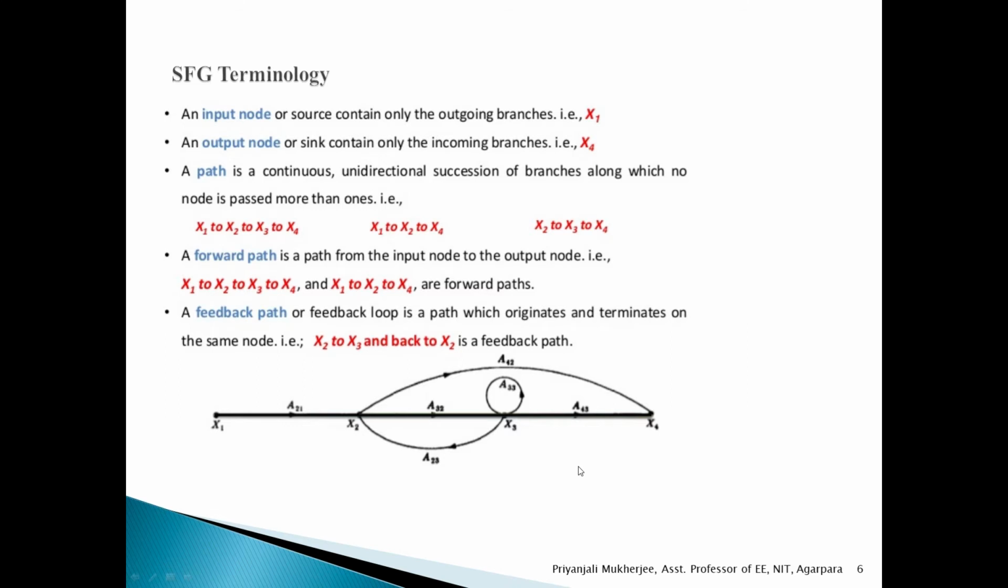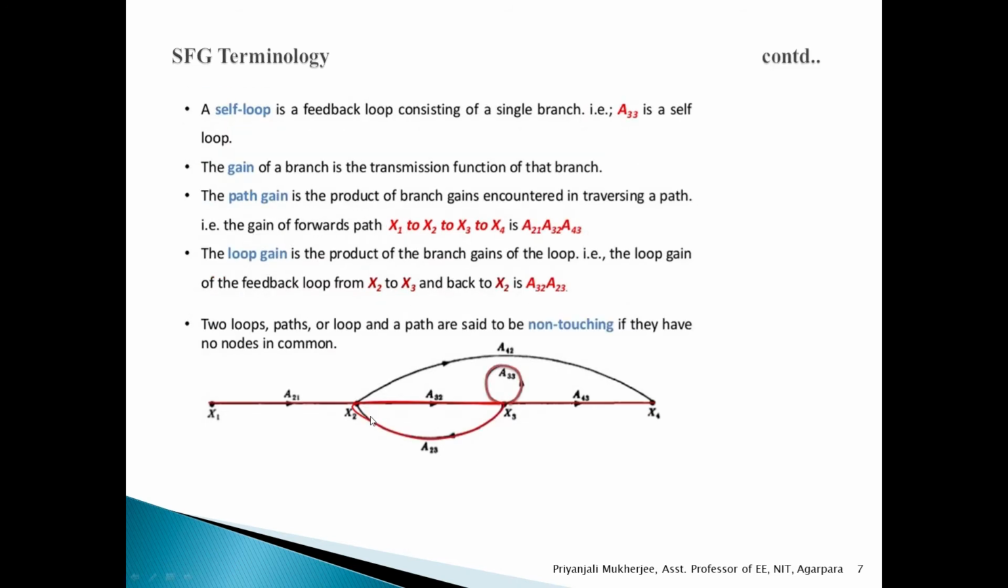Next is the feedback loop or feedback path. A loop is one which starts from a particular node and ends at the same node without crossing any node more than once. So if you consider this one, it can start from the x2 node, then go to x3 and then return back to the x2 node. So this can be considered as a feedback path. So x2 to x3 and back to x2 is a feedback path.